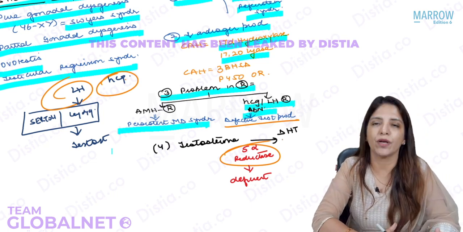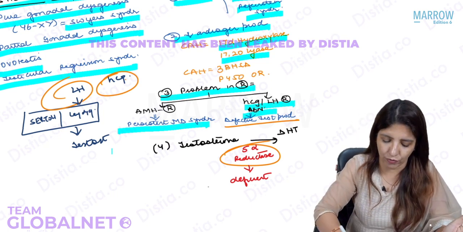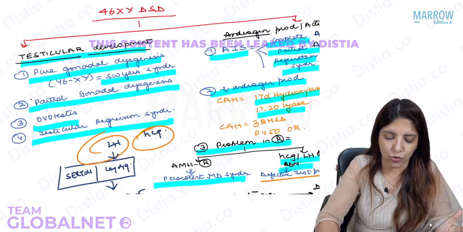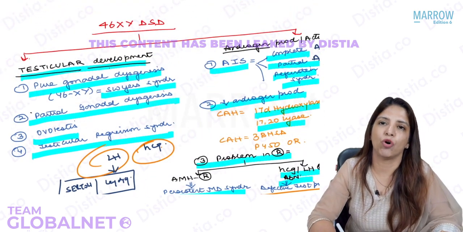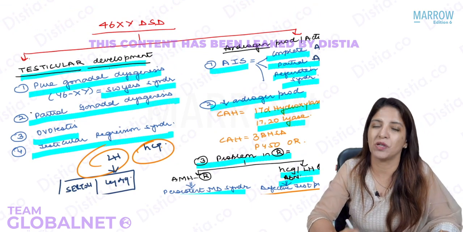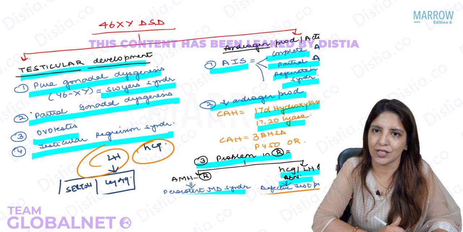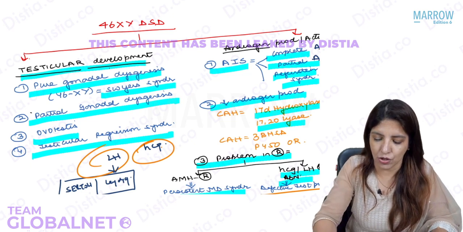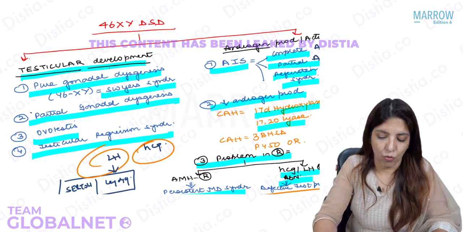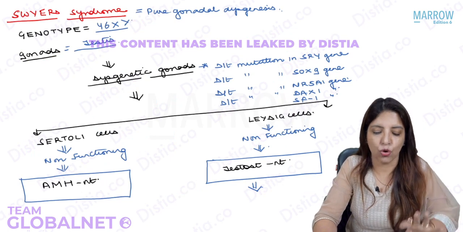Have you understood? Now we are going to do details of each one of them. The first DSD which I told you was that in a 46XY individual, if the testes are not functioning, it is pure gonadal dysgenesis or Swyer's syndrome. What happens in Swyer's syndrome, I'm going to tell you.